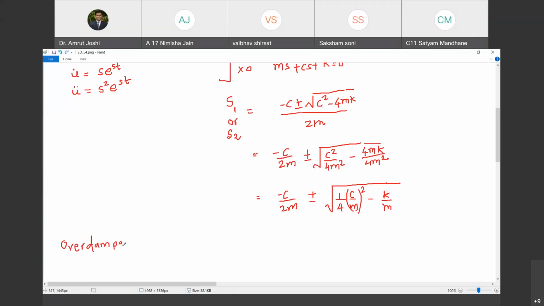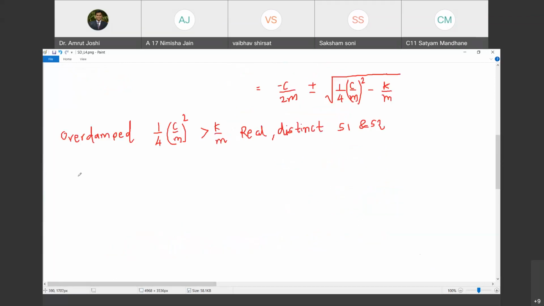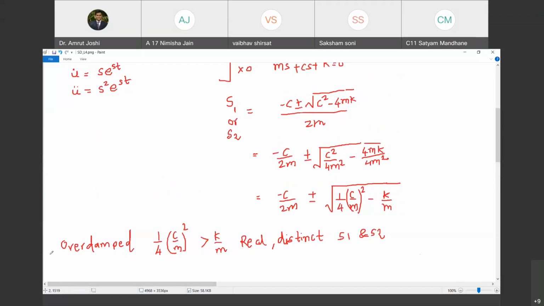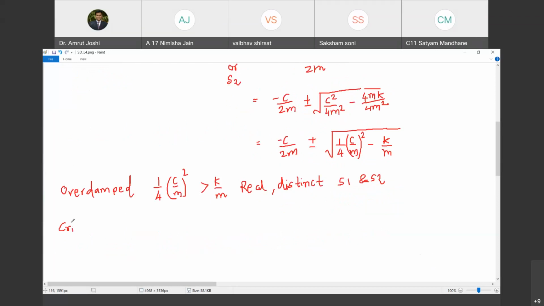In an overdamped system, you are going to have (1/4)(c/m) bracket squared greater than k/m. Happy? So you are going to have real and distinct values of S1 and S2. This we had covered in the last class, but as we abruptly ended the class, I am just going to quickly revise it. Then you are going to have a critically damped system.